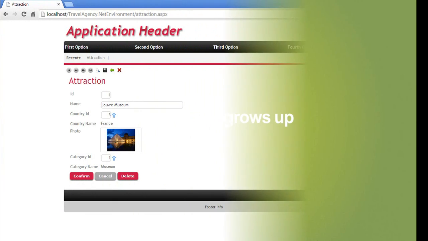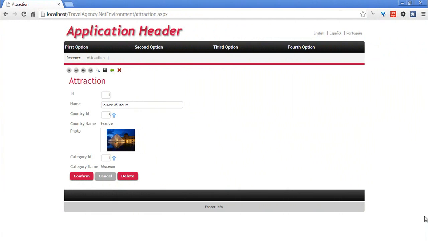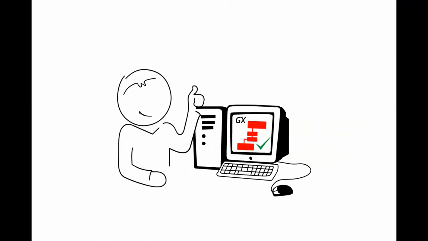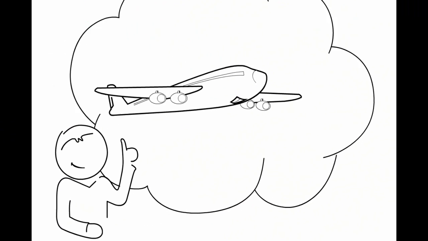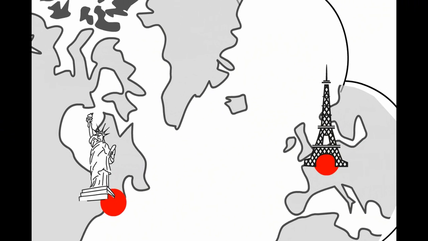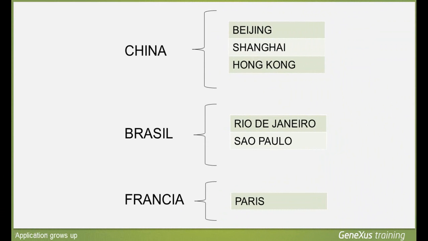When we show what we've developed so far to our users at the travel agency, they approve it and remind us that for each tourist attraction, they want to record the city in which it's located. Therefore, our application must take into account that countries contain a set of cities, and also that each tourist attraction belongs to a city.